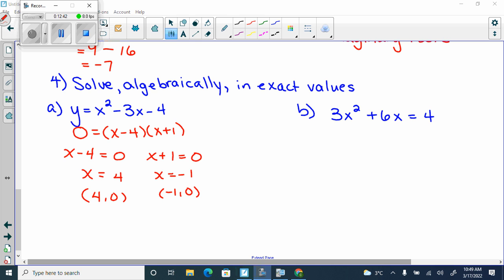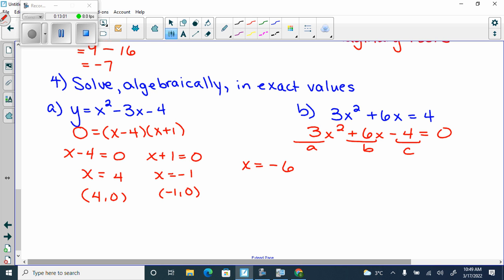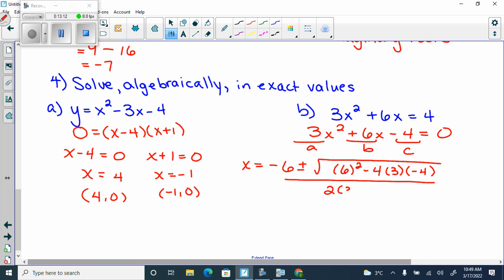Get it equal to 0 before I can do anything. So I'm going to go 3x squared plus 6x minus 4 equals 0. I have nothing that can get me that. So this is going to be my A, my B, my C. I have to use quadratic formula. I don't have an option. Negative B, so negative 6 plus or minus the square root of 6 squared minus 4 times 3 times negative 4, all over 2 times 3.